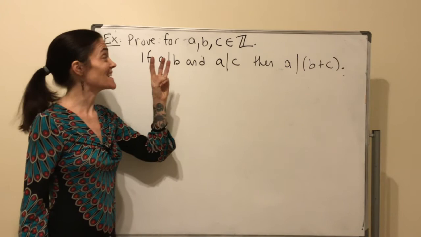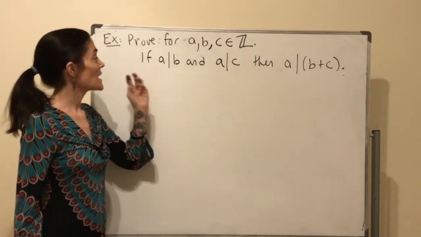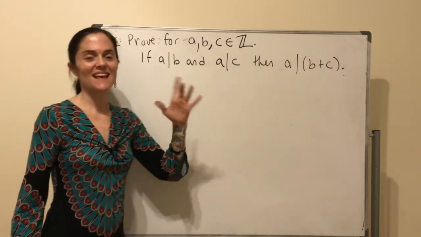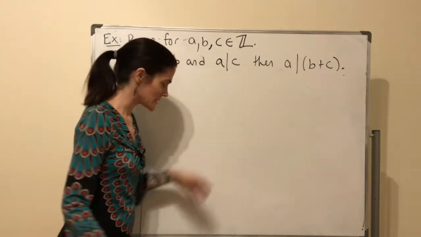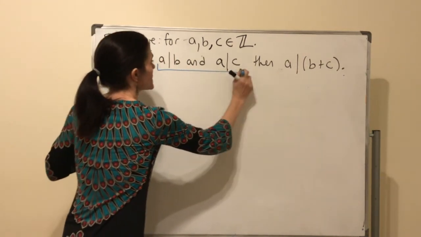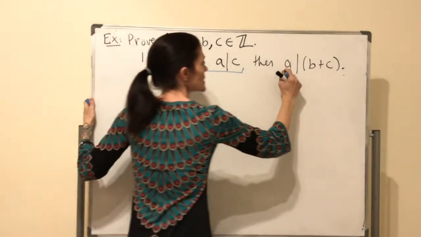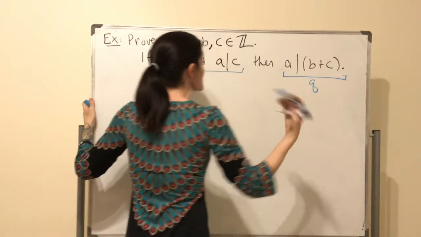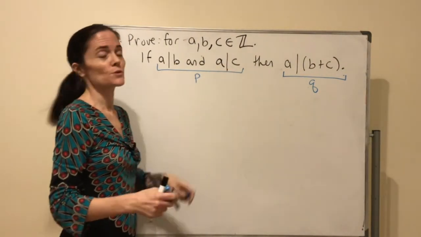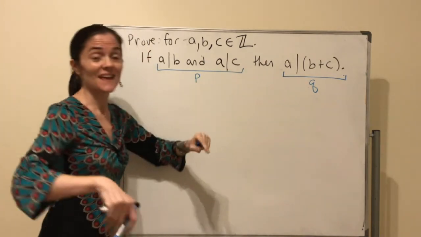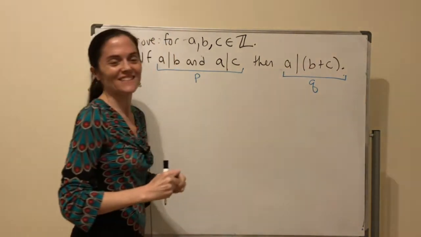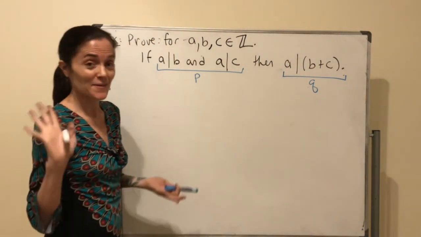Here we have 3 integers, a, b, and c. And we want to prove if a divides b and a divides c, then a divides b plus c. Well, in this example, my P is an and. We have an and here, and then here is the Q. So my assumption, assuming P is true, we know the and is true provided both are true. So I will assume a divides b, and I will also assume a divides c, and then argue until I get that a divides b plus c.